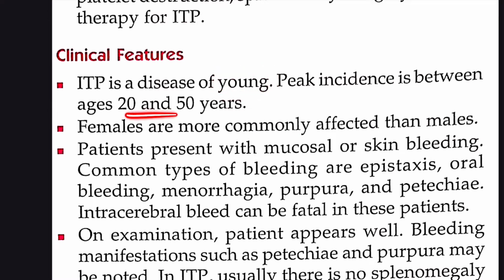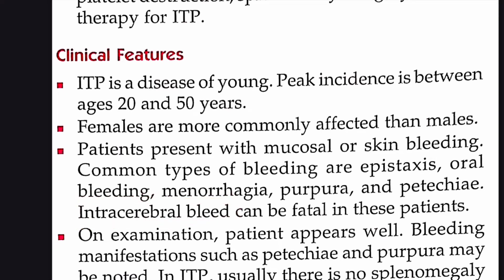Peak incidence is between the ages of 20 and 50 years. Females are more commonly affected than males. Patients present with mucosal or skin bleeding. Common types of bleeding are epistaxis, oral bleeding, menorrhagia, purpura, and petechiae. Intracerebral bleeding can be fatal in these patients.